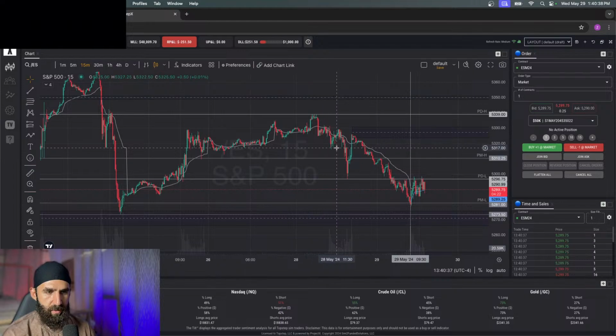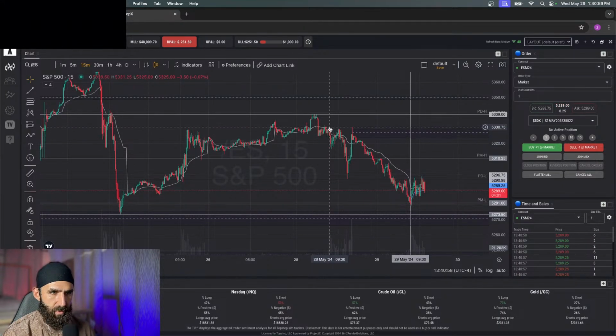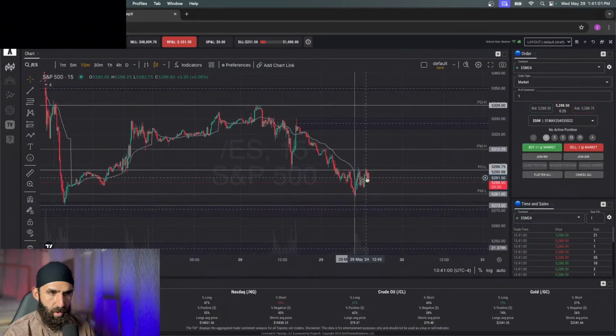Again, kind of like we saw yesterday, right? Here's yesterday's session, and then a huge sell-off right at the end of the day. Low put in, wick all the way back up to put the high in. Come all the way back up. Is that the high of the session? 5330.75. No, near the high of the session. And then sell off all the way back down.